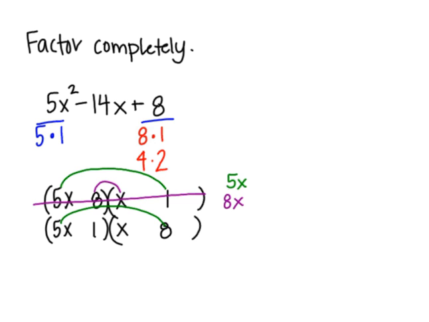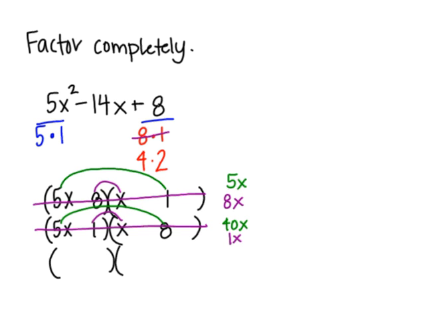So 5x times 8 gives me 40x, and 1 times x gives me 1x. Well, 40 and 1 give me 41, so that doesn't work. So that means that 8 and 1 did not work. So we have to use 4 and 2.